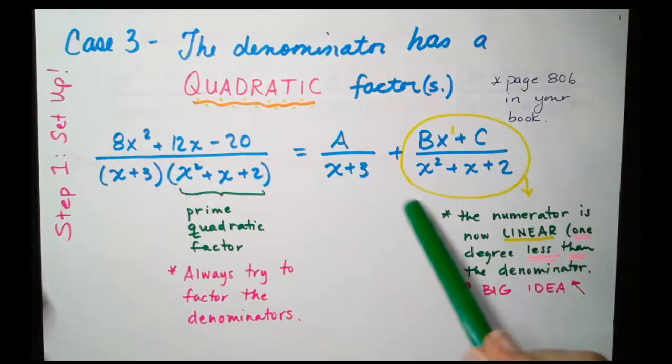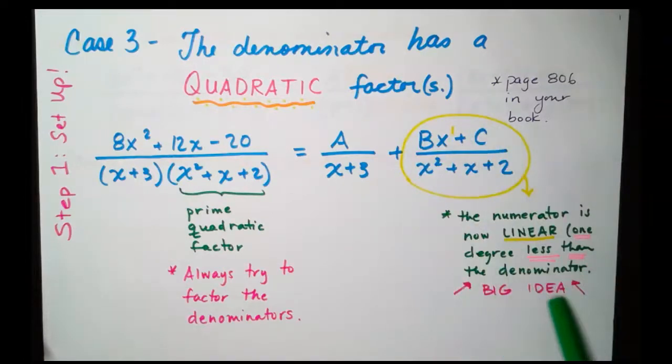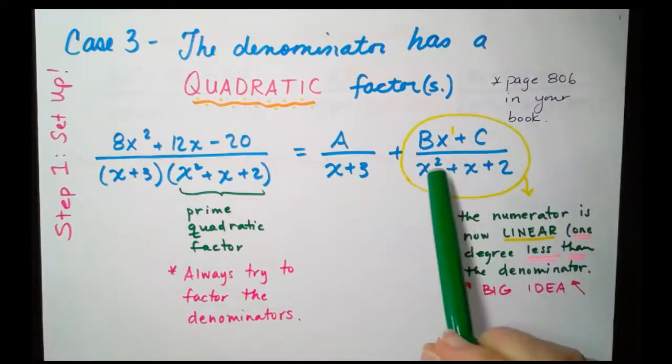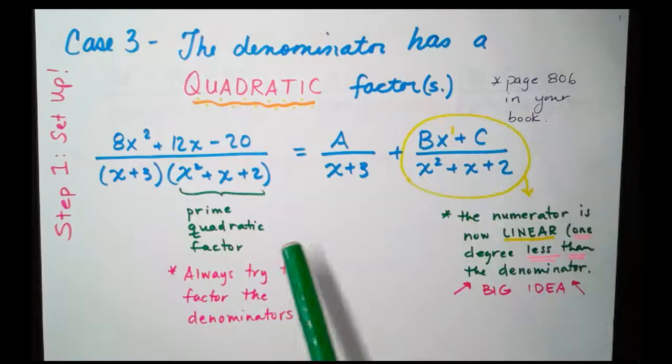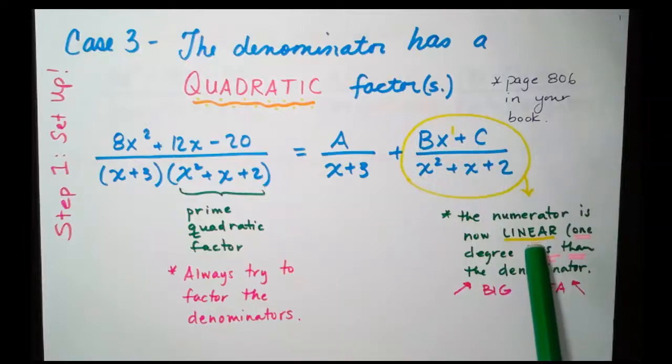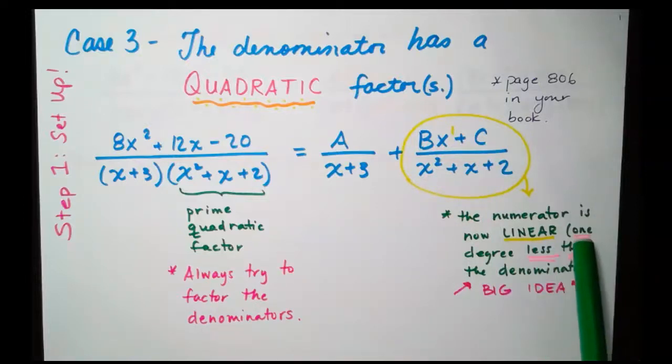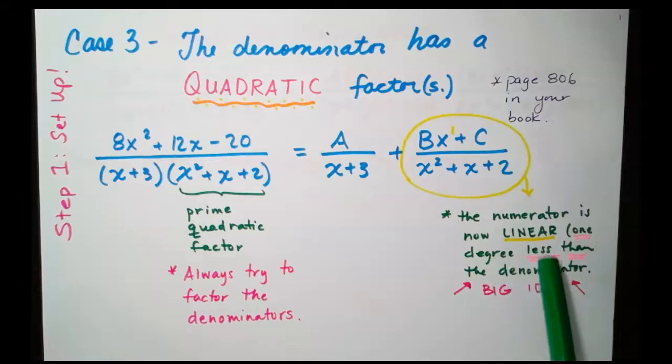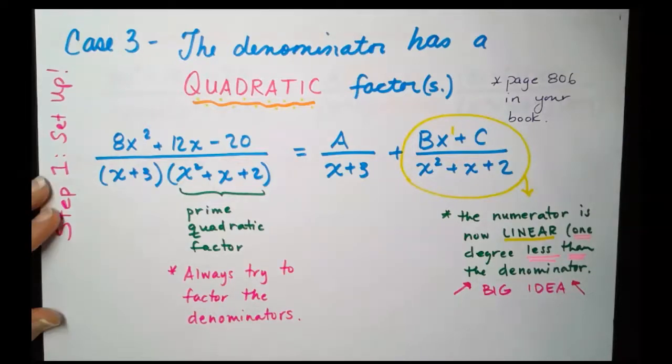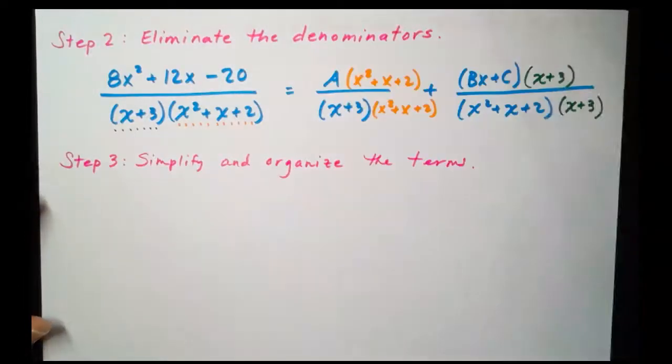Okay, so take a look over here because this is the big idea for this video. This is a quadratic factor, which means it has a degree 2. Therefore, our numerator has to be linear. Our numerator is now 1 degree less than the denominator. That's the big idea, and that's what you need to carry away from this particular case study in this video. So, this problem we're going to work out along with you.